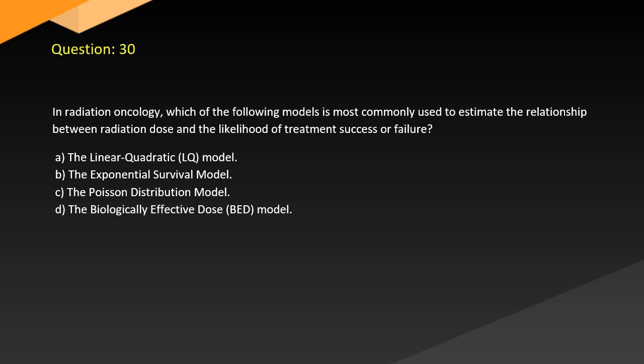Question 30. In radiation oncology, which of the following models is most commonly used to estimate the relationship between radiation dose and the likelihood of treatment success or failure? A. The linear quadratic (LQ) model. B. The exponential survival model. C. The Poisson distribution model. D. The biologically effective dose (BED) model.